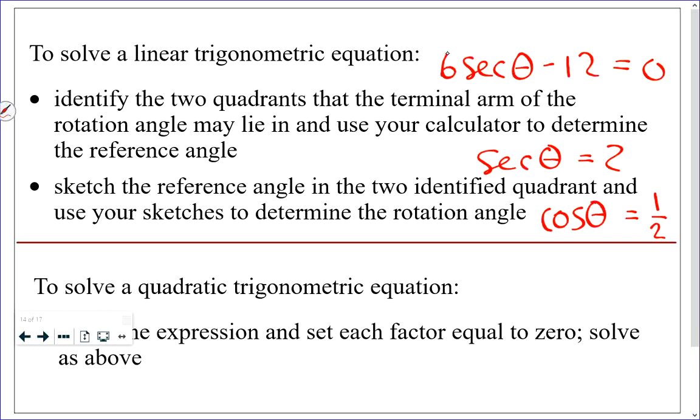I'm not going to draw this, but if you sketch a reference angle of 60 degrees in quadrant 1, the rotation angle is 60 degrees. If you sketch a reference angle of 60 degrees in quadrant 4, the rotation angle is 360 minus 60, which is 300 degrees, and you could also work in radians. If it's a quadratic trigonometric equation, you simply factor it so that you get two linear trigonometric equations.